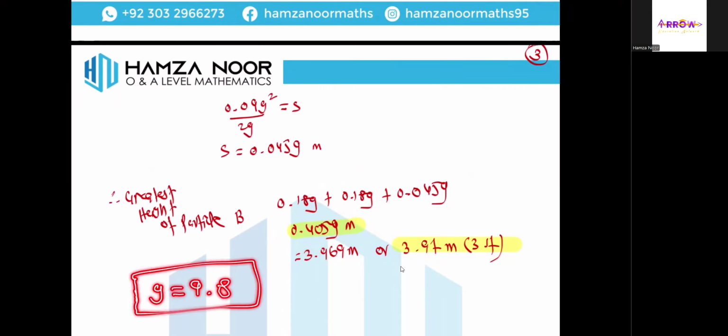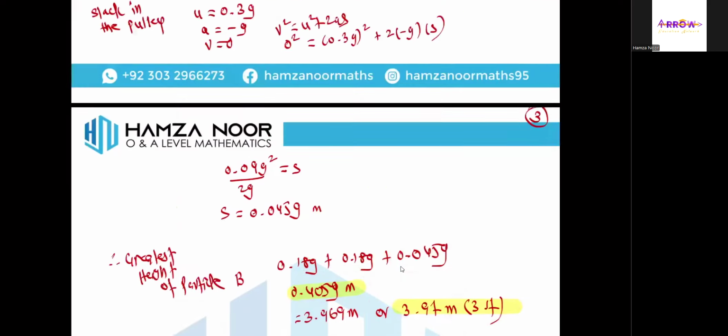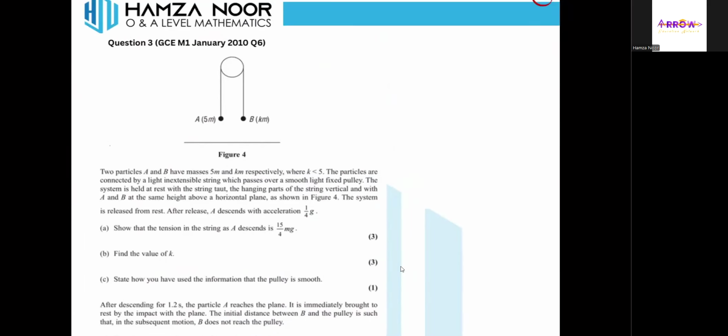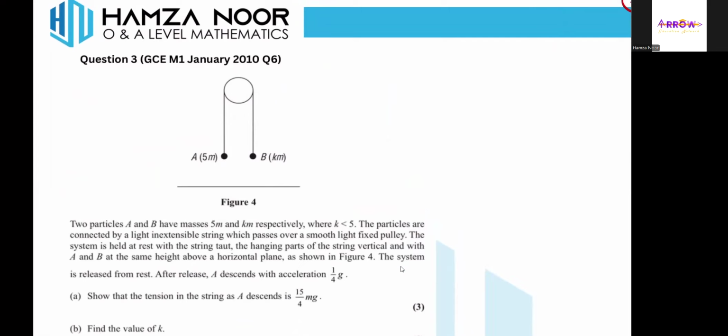Any other value of g is not acceptable in Edexcel M1. All right, so this is basically your answer. Either you can leave your answer in this form or in this form in this particular question. So this was basically the complete solution of this question. So now let's move forward.